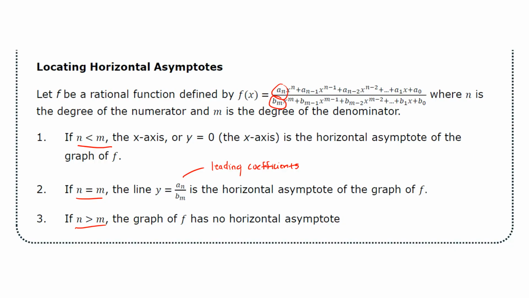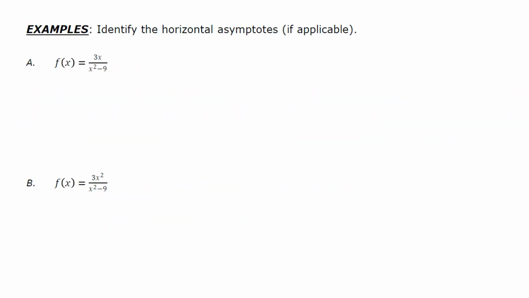So if n is less than m, then the x-axis is your horizontal asymptote. If n equals m, then y equals the leading coefficient in the numerator divided by the leading coefficient in the denominator. And if n is greater than m, then there's no horizontal asymptote. In these examples, let's now find the horizontal asymptote.